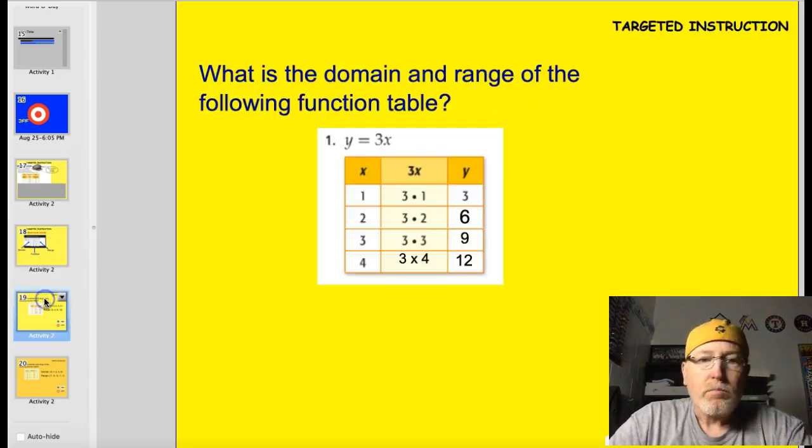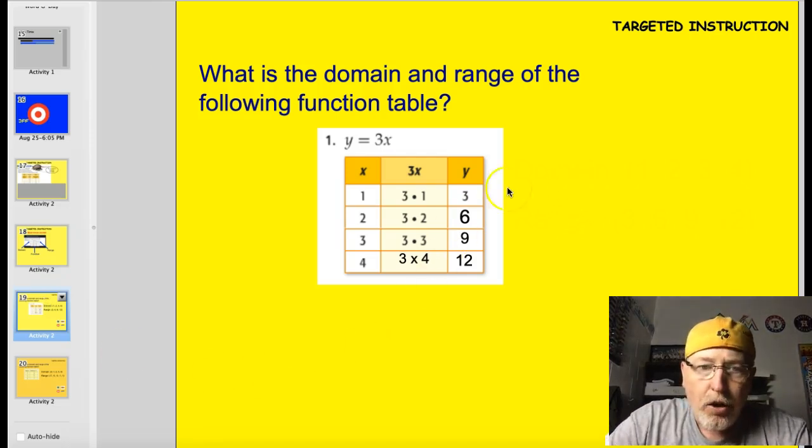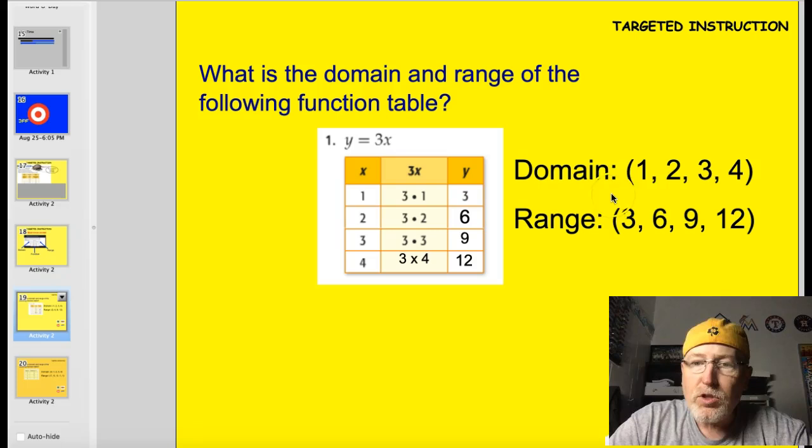All right, let's try a couple. What's the domain and range of the following function table? Well, let's take a look. The domain is going to be here. It does not include the x, it's just the values. The y is here. It does not include the y. So the domain will be 1, 2, 3, 4. The range, 3, 6, 9, 12.